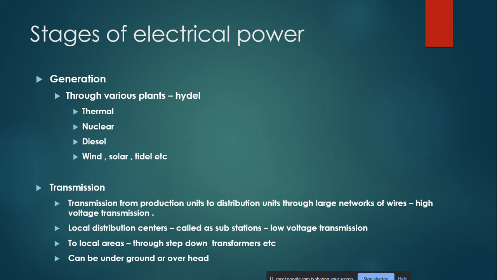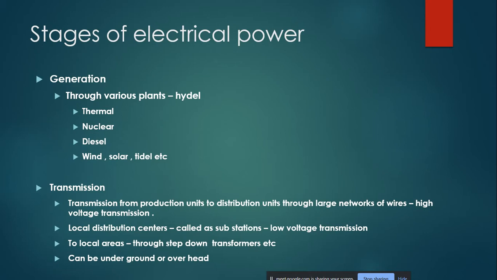So whatever the power that is being transmitted, again from the substation it has to be transferred to the local areas. That is called distribution. So first thing is generation, transmission and distribution. This distribution can be done overhead, that is through the many electrical poles you might have seen in and around your building area or in your locality, or it can be done underground.